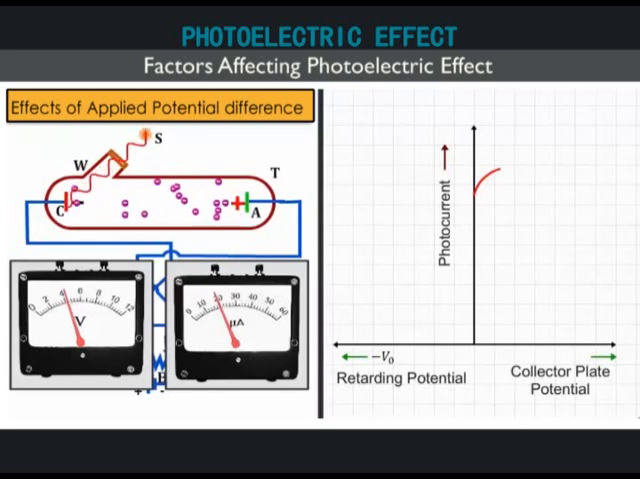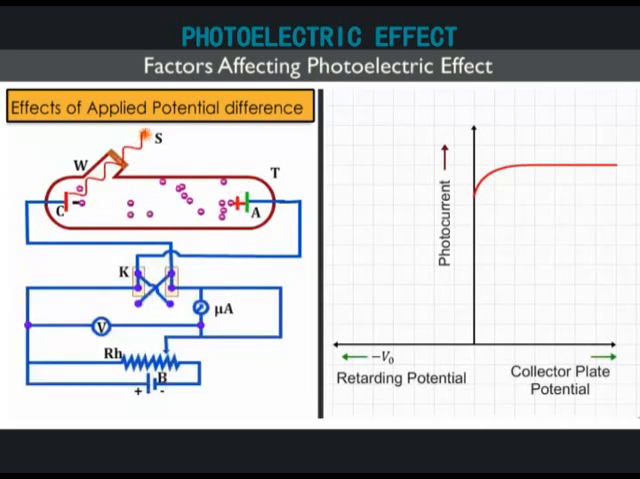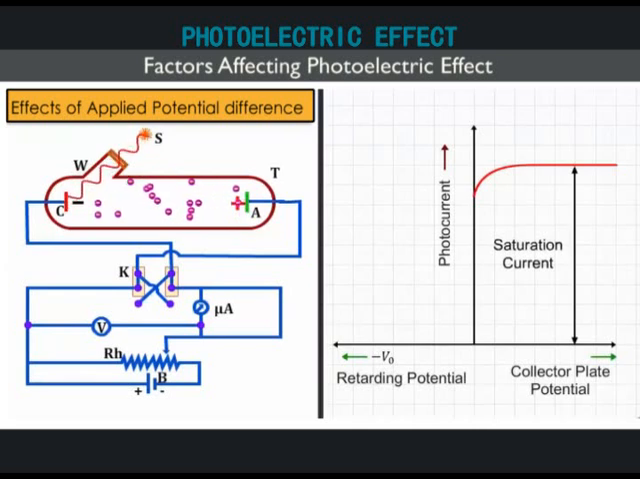As the accelerating potential across the emitter and collector plates increase further, you will notice that current in the ammeter reaches its maximum and remains constant. This maximum value of current is called saturation current. Saturation current is a consequence of all the photoelectrons emitted by the plate C reaching the collector plate E.